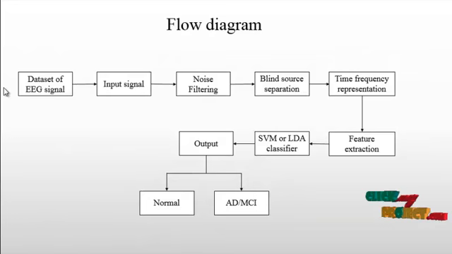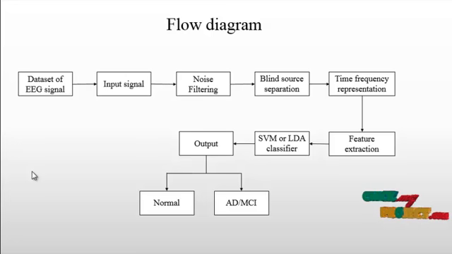Let us discuss the flow diagram of the process. This is the overall flow diagram of the process. The dataset of EEG signals has been taken. Select the input signal from the dataset. Electroencephalography is an electrophysiological monitoring method to record electrical activity of the brain. So first of all, we take the input signal.